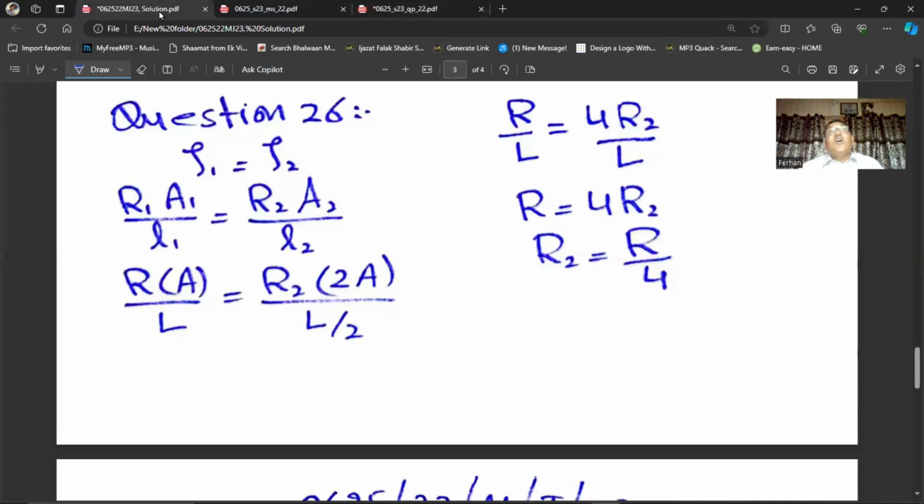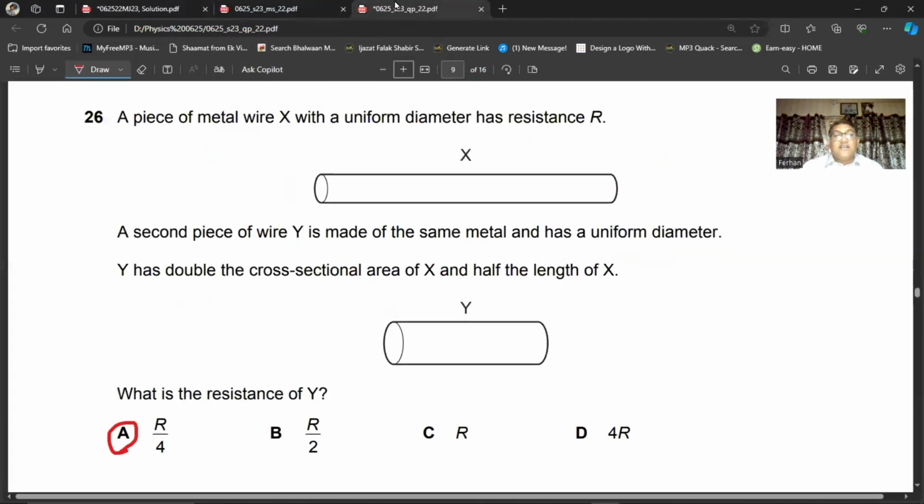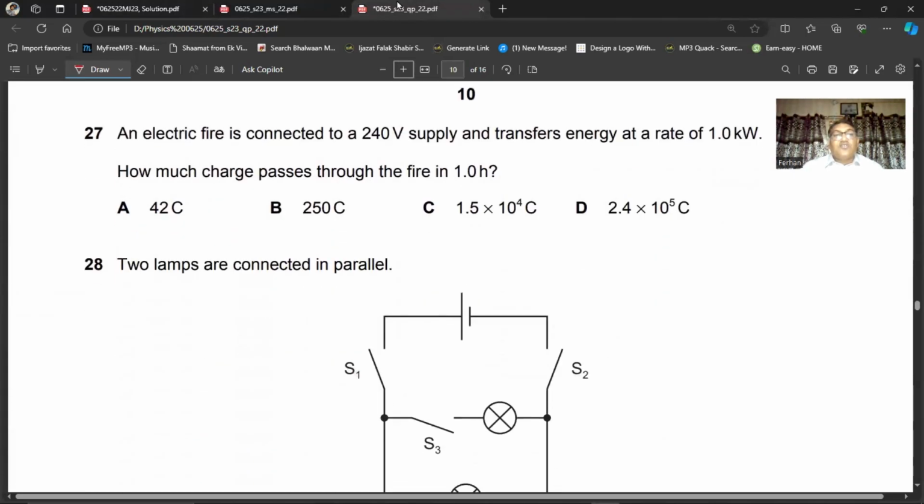That is true, and this is how we have done that. So this is question number 26, and A is its answer. Let's go to the next part, question number 27. An electric fire is connected to a 240-volt supply and transfers energy at a rate of 1 kilowatt. How much charge passes through the fire in 1 hour?